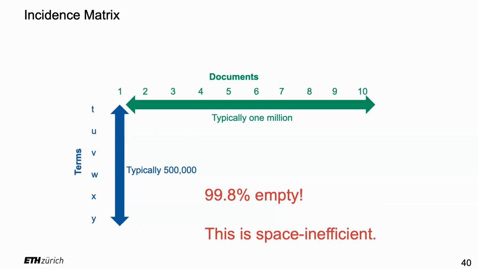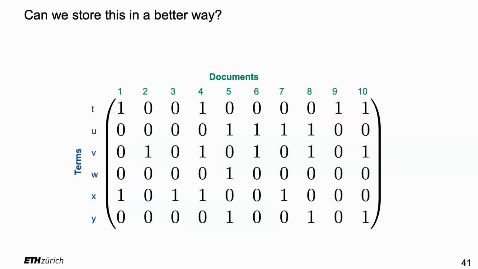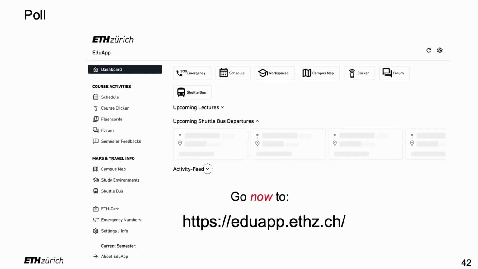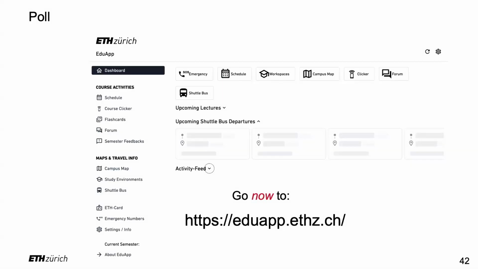I think I have a question for you, and that's the question. So that's my question to you. Can we do it in a better way? And now comes the clicker question.